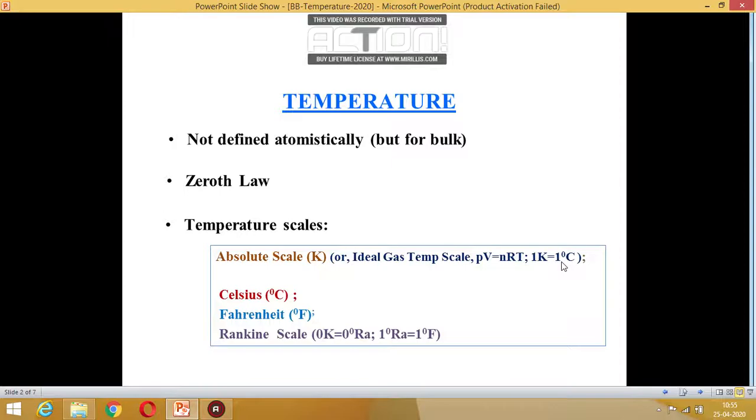Okay, it will also be interesting if you go back to your previous thermodynamics classes or any thermodynamics book to realize how the second law of thermodynamics gives rise to this absolute temperature scale. So that will be very interesting.